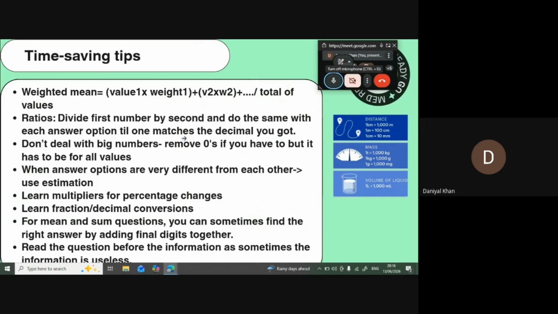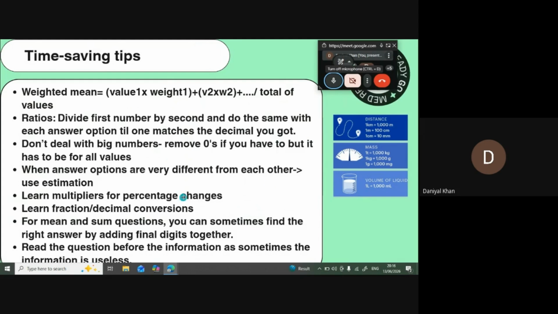I believe you do this in GCSE statistics if you chose it. Then ratios, as I just showed you, divide the first number by the second and do the same with each answer till one matches the decimal you get. That's just a quick way to do ratios. Don't deal with big numbers, remove zeros if you have to, but it has to be for all values, as I showed you before. When answer options are very different from each other, you can use estimation. If they're very close, like they're just 1 or 2 values apart or 0.1 apart, don't estimate, work out exact values.